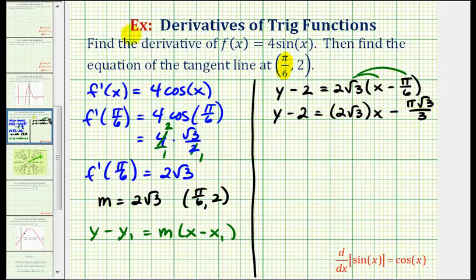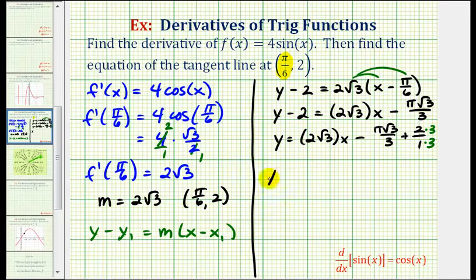Now let's go ahead and add 2 to both sides. So we would have y equals, again, 2 square root 3 times x. I could write this as 2x square root 3, but in this form we can see our slope is 2 square root 3. So we have minus pi square root 3 over 3 plus 2, which I'm going to write as plus 2 over 1, so we can add these two terms. Notice our common denominator here would be 3. So we're going to multiply this fraction here by 3 over 3.